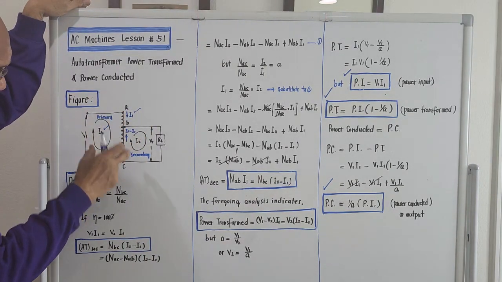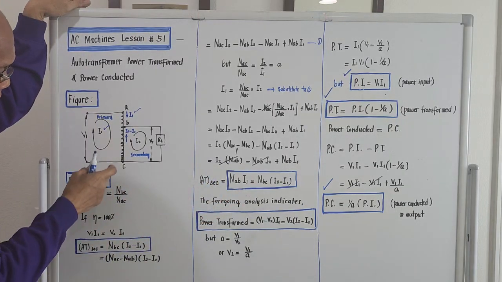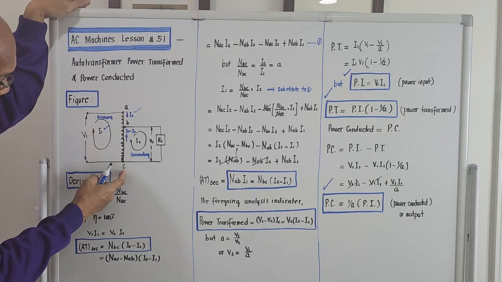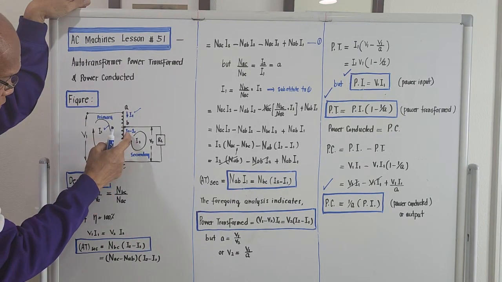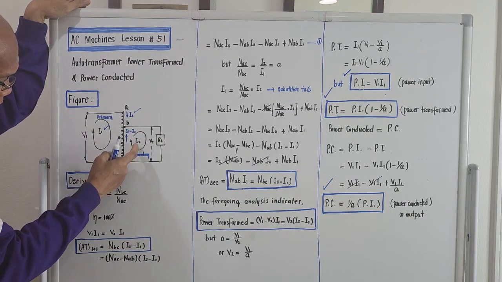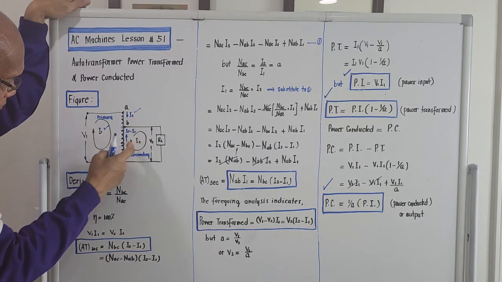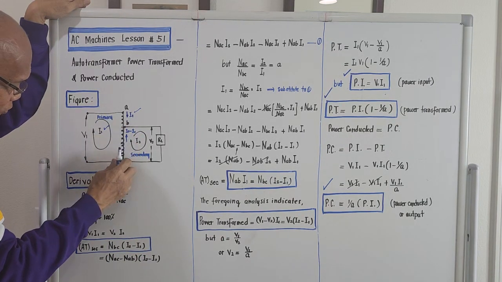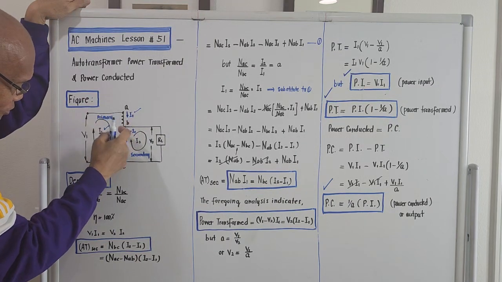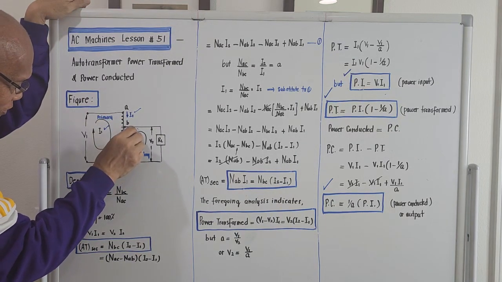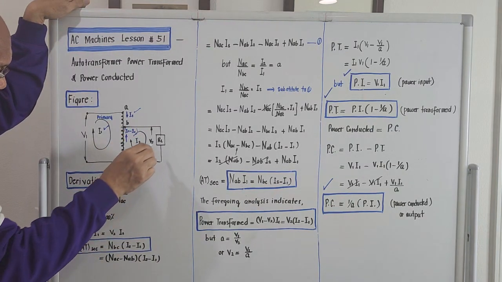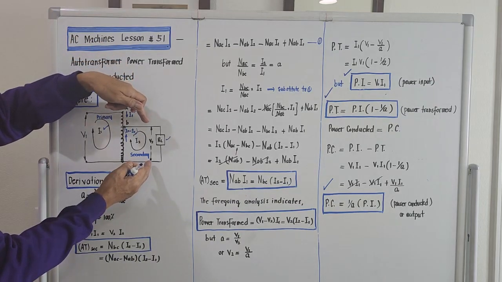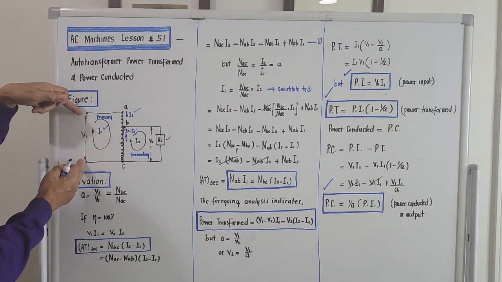I will need these designations later on in the derivation. The only current passing through the winding from B to C will be the difference, I sub 2 minus I sub 1. I sub 2 will be greater than I sub 1, so the current passing here should be I sub 2, which is going up, minus I sub 1. So it's the difference. This is the load RL. The voltage across the secondary part of the autotransformer is V sub 2. The input voltage is V sub 1.